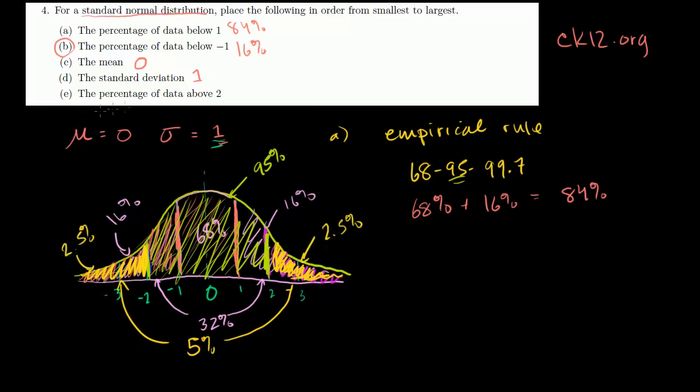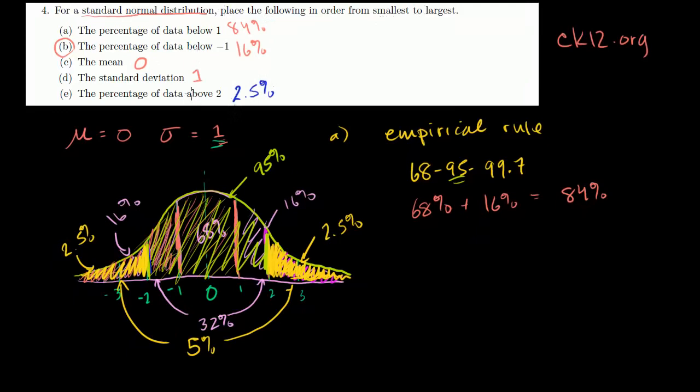They're asking us the percentage of data above 2. That's just this tail right here, the percentage of data more than 2 standard deviations above the mean. So that's 2.5%. Now they're asking us to place the following in order from smallest to largest.